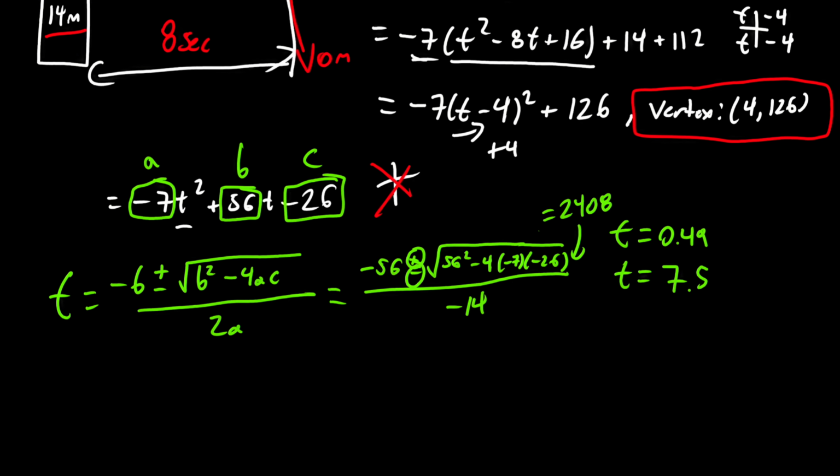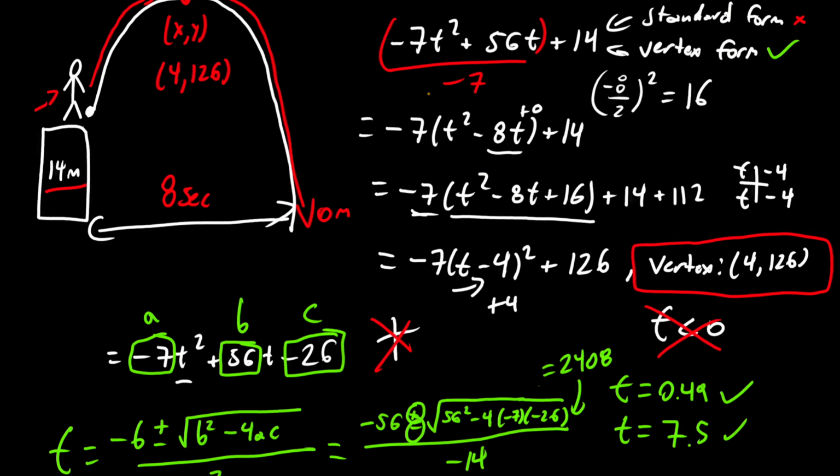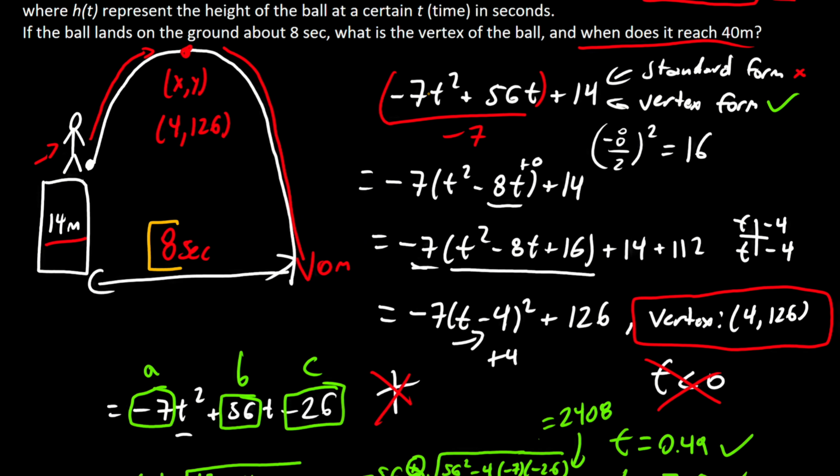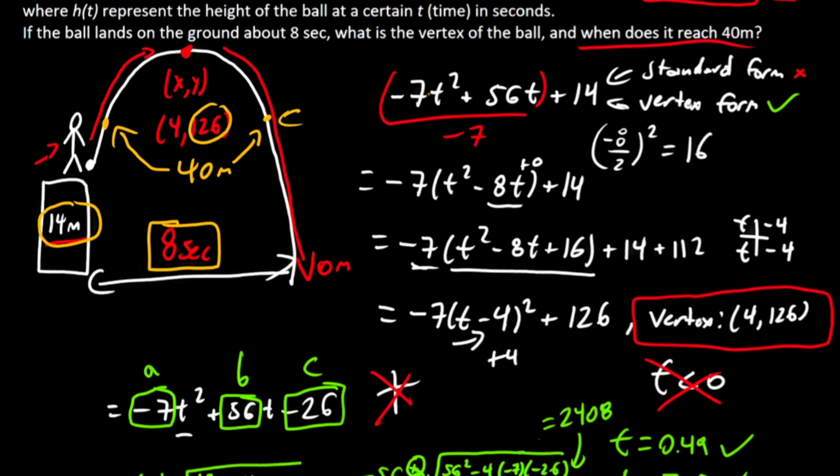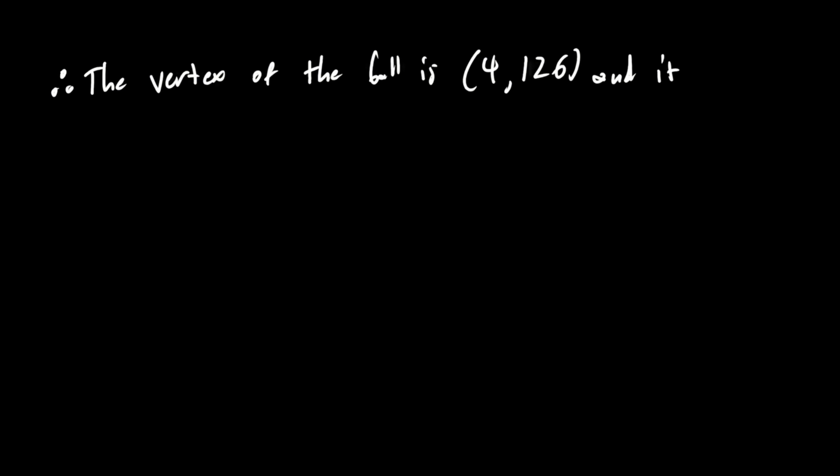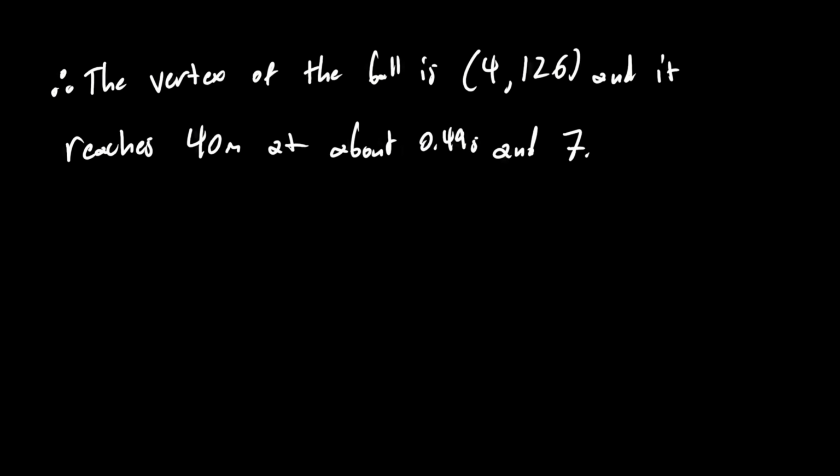Now from what I can see, both of these answers seem correct, as neither of them are negative, which would make sense, seeing as time cannot be less than 0. They fit within the time parameter, being 8 seconds, and of course from the diagram you would already know that there would be 2 points on the graph where the ball would be at 40 meters, seeing as it was kicked up from 14 meters, went all the way up to 126 meters, and then came down one more time, passing 40. Now for our final statement, we're going to want to write, therefore, the vertex of the ball is 126, and it reaches 40 meters at about 0.49 seconds and at about 7.5 seconds.